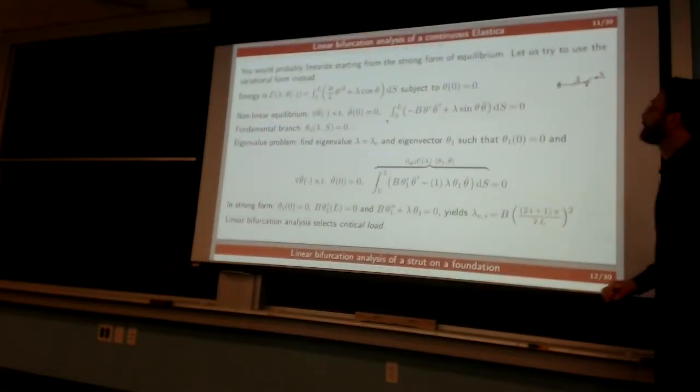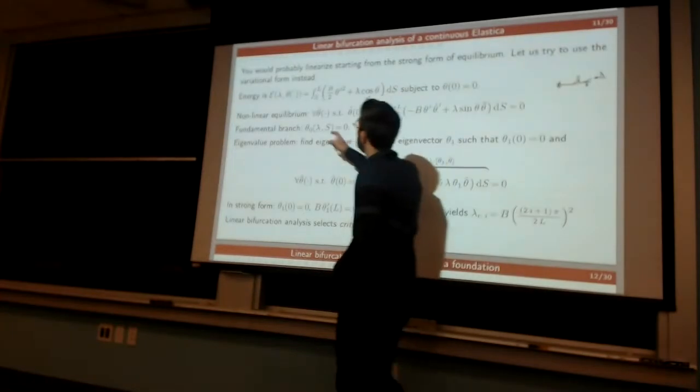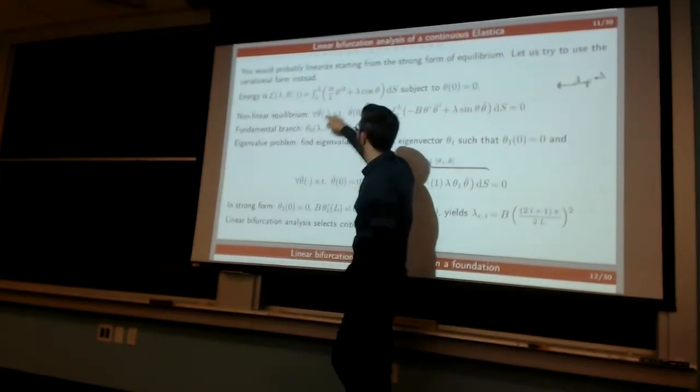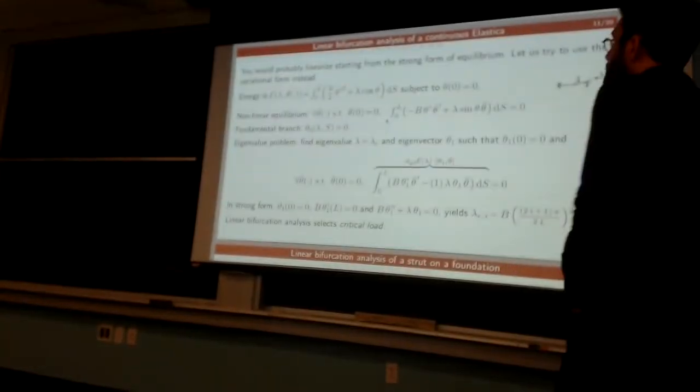Now we can do exactly the same thing for the continuous elastica, and we would start then from this energy that has a bending term. So here I'm using a linear constitutive relation, so that's a linear beam, right?